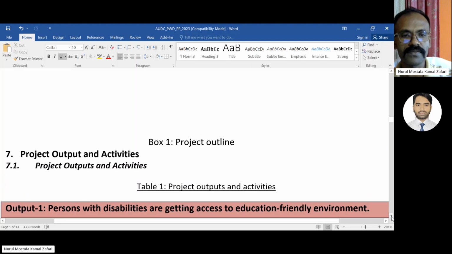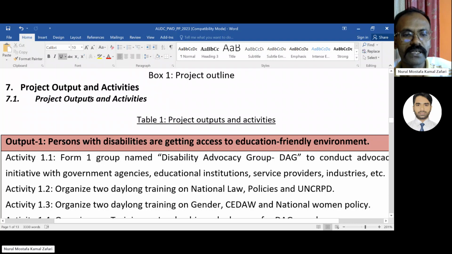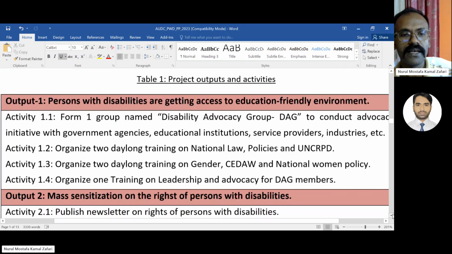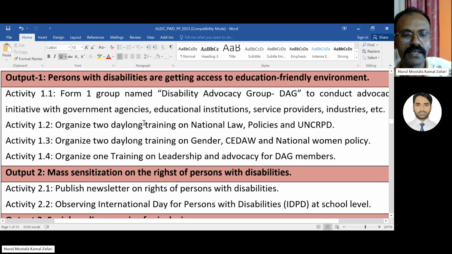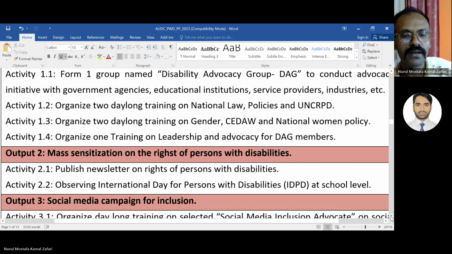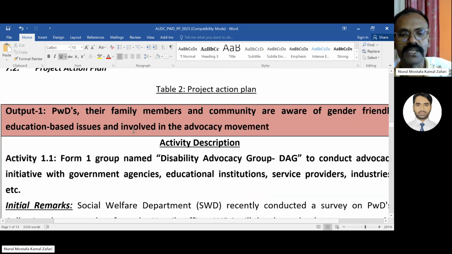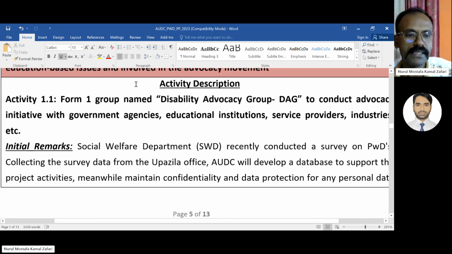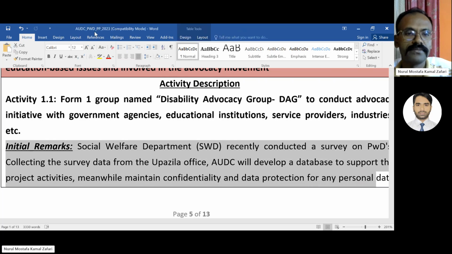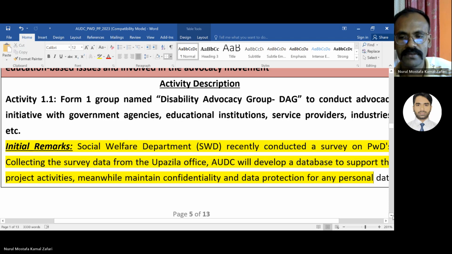Then project activities, outputs and activities. So outputs, and also with each output there are some activities. Once activities are done, now the project action plan. This is output 1, it has some activities. So now look at this. This is activity 1.1. This is the action plan of this project.